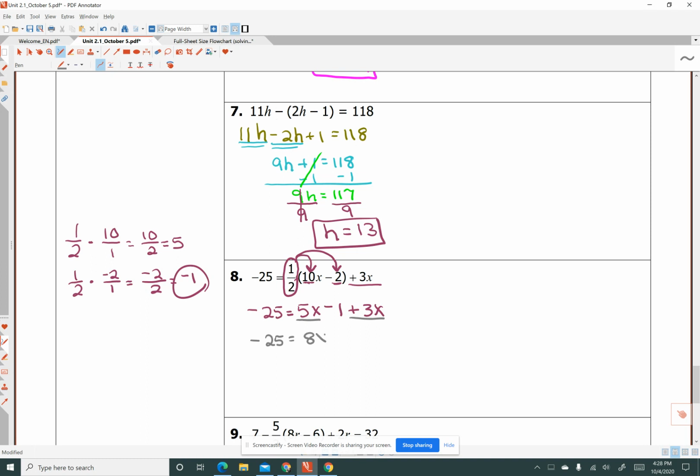8x minus 1. So let's change our color again. And we'll save this 8x. We'll come back to that in a minute. Let's move this -1 over so we can isolate the 8x. So we'll add 1. Whatever we do to one side of an equation, we do to the other. -1 plus 1 is 0. -25 plus 1 is -24. And we bring down our 8x.